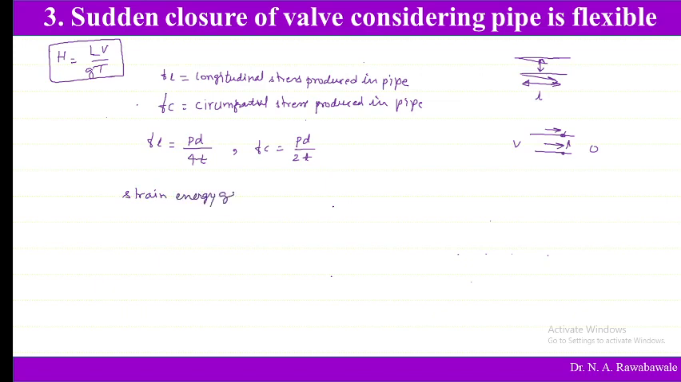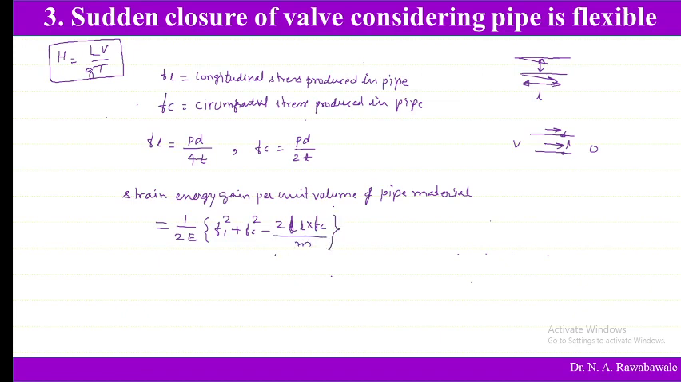Strain energy gain per unit volume of pipe material is given by one equation which we have studied in strength of material, that is 1 divided by 2E in bracket FL square plus FC square minus 2 FL into FC divided by M, where 1 by M is Poisson's ratio.